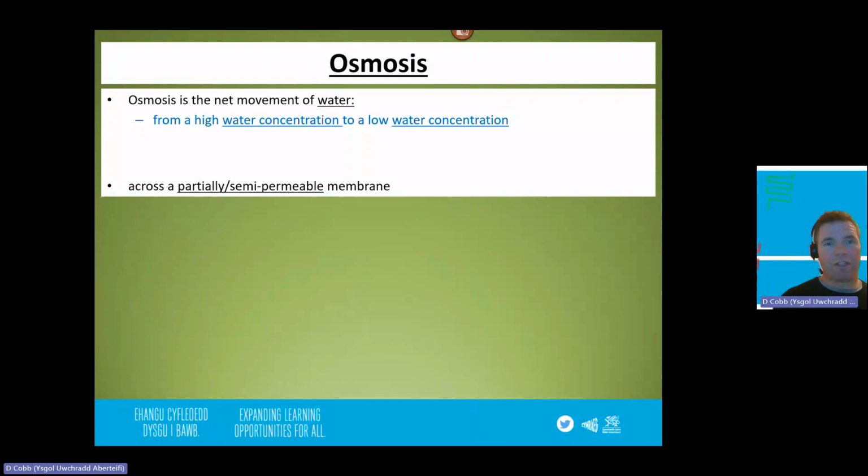I said about learning this definition. So this is fine. This is an acceptable definition. Osmosis: the movement of water from high water concentration to low water concentration across a partially or semi-permeable membrane. I prefer to say that osmosis is the net movement of water from a dilute solution to a concentrated solution, again across a partially permeable membrane.